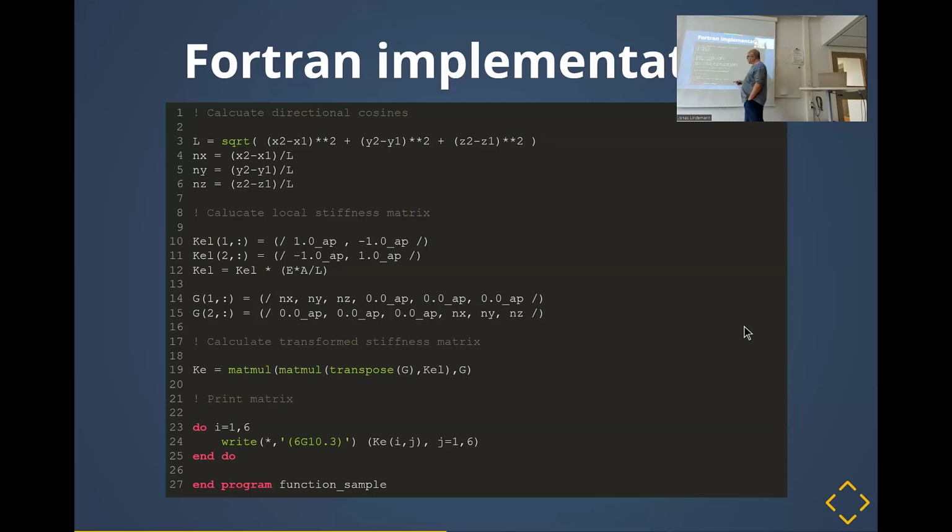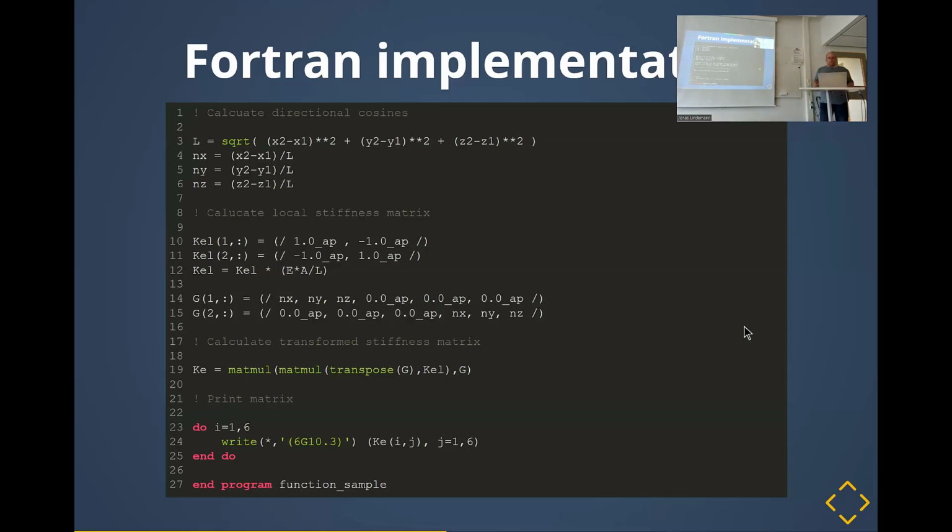Then I calculate the global stiffness matrix. Here it's not as easy to do expressions like in Python. So I start with the inner multiplication, transpose J times KEL, and then I multiply this with J outside. So you have to nest them together to get the multiplication. But there's no looping required. This is implemented in Fortran itself. And I just print out the contents of KE.